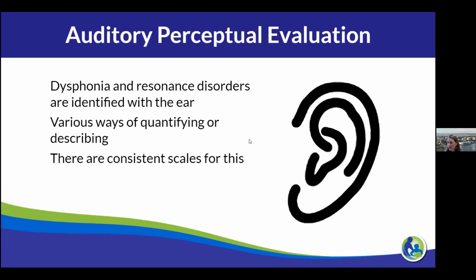So dysphonia and resonance disorders are identified with the ear, right? It's a little bit like if a tree falls in the woods and nobody sees it, did it really fall? If a child or a student or an adult or anybody has a voice disorder and nobody can perceive it, including themselves, do they really? But there are different ways of quantifying or describing these. And there are some consistent scales that can be used.